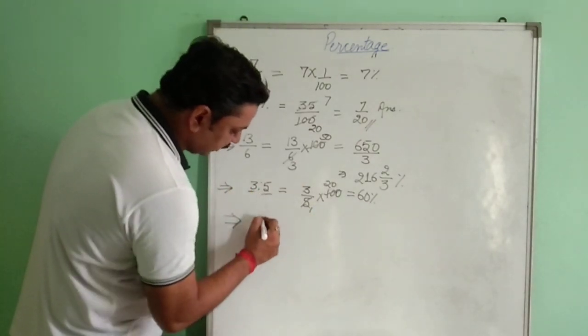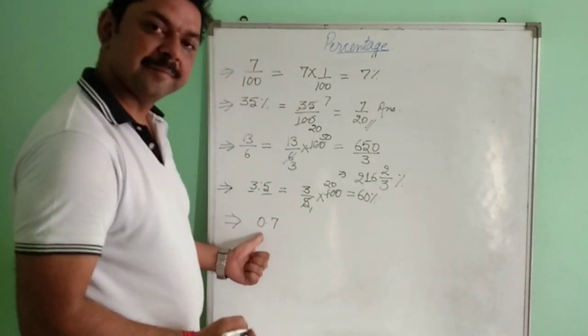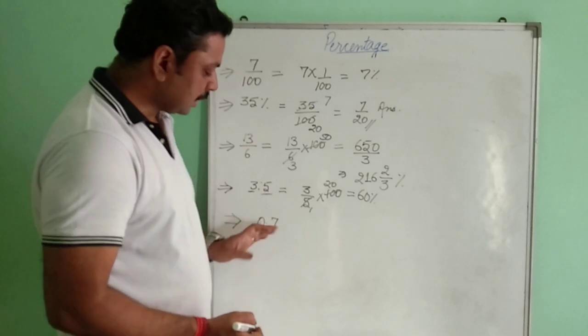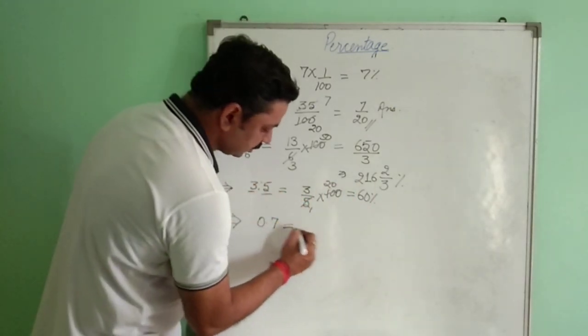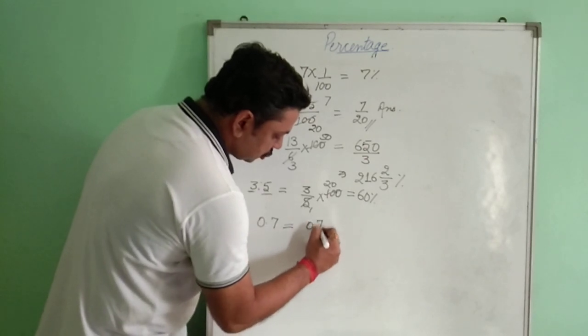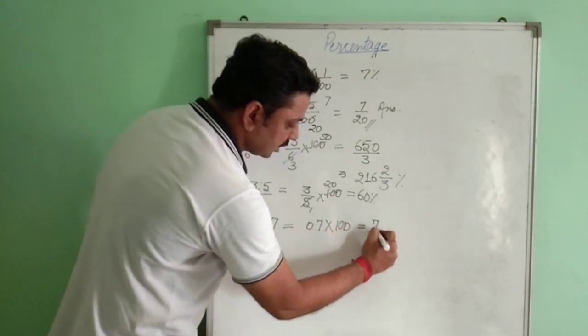Now we take the decimal value. Clear? We take the decimal value. Now we need to convert our decimal into a percentage. So 0.7 into 100 equals 70%.